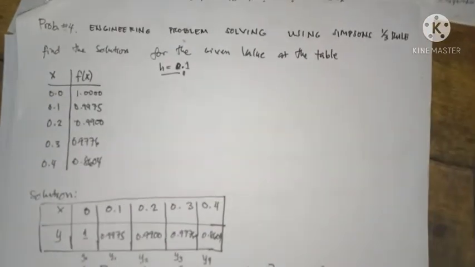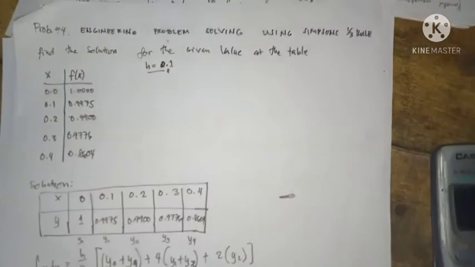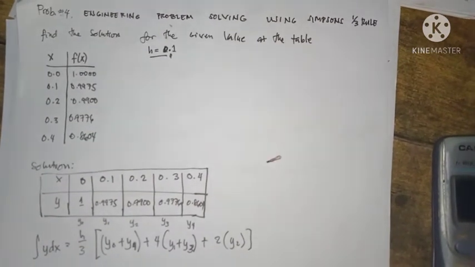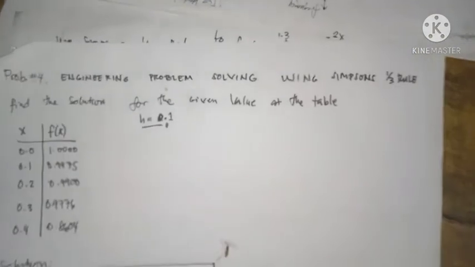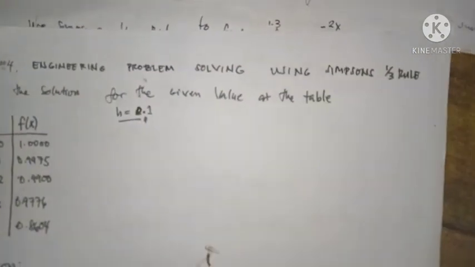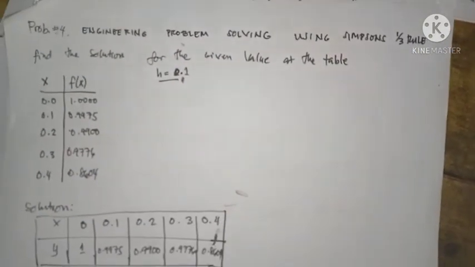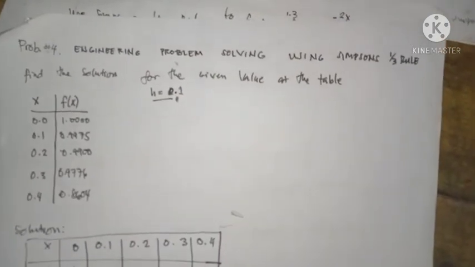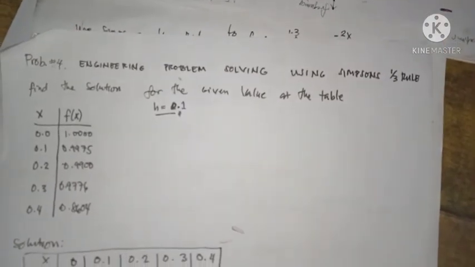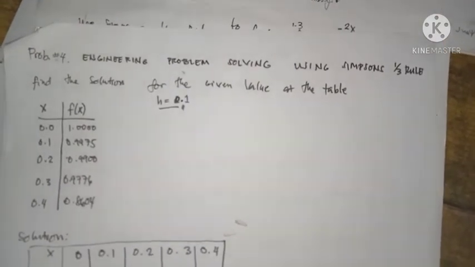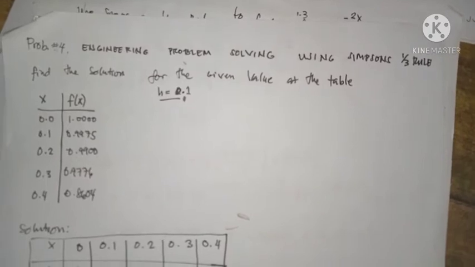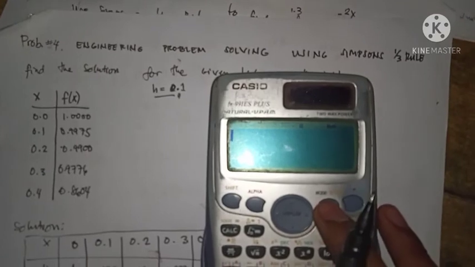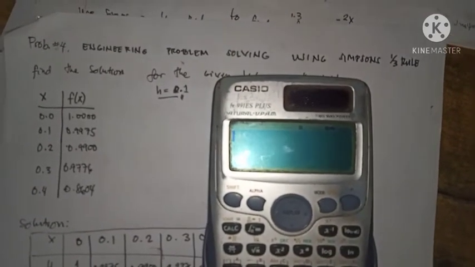For engineering problems, so problem number 4, engineering problem solving using Simpson's one-third rule. Find the solution for the given value of the table. So h is equal to 0.1, which is yung h is the step value. So x from 0 to 0.4. So ito yung kanyang function of x.